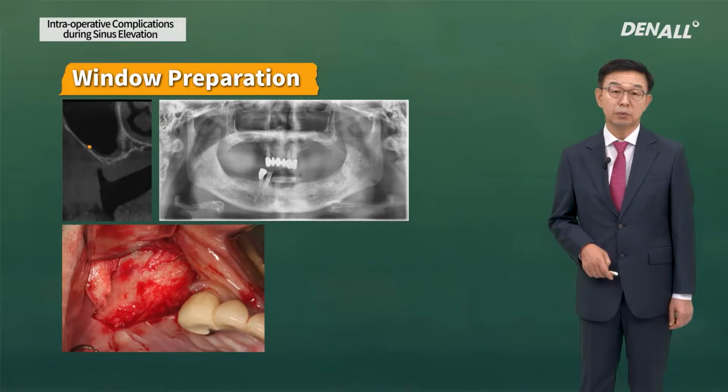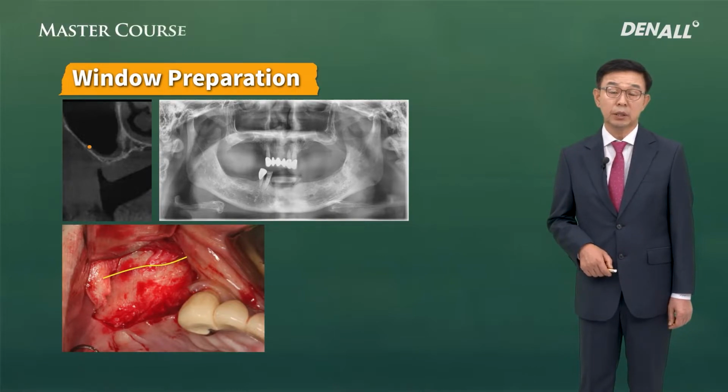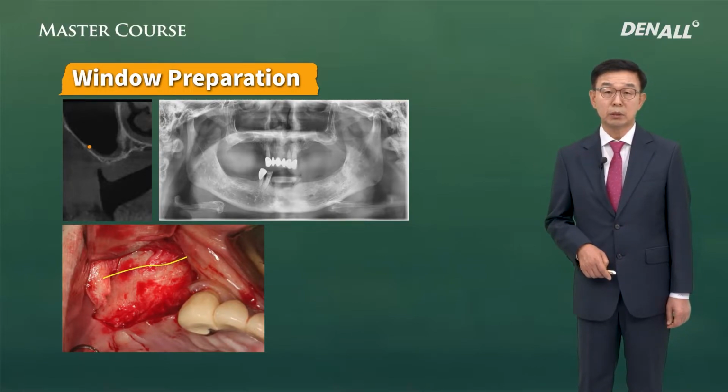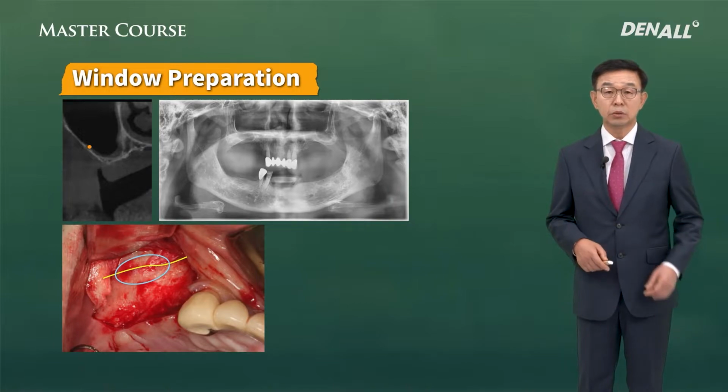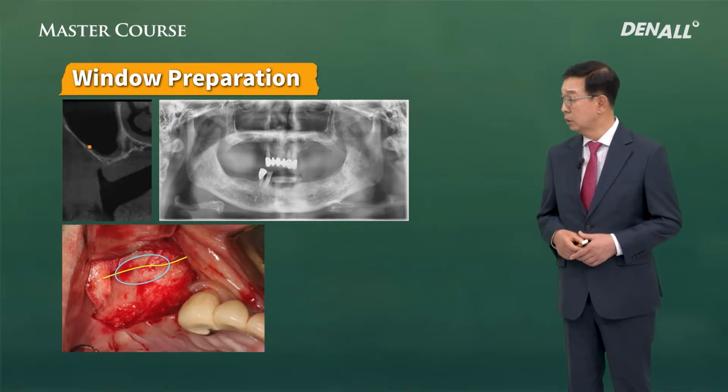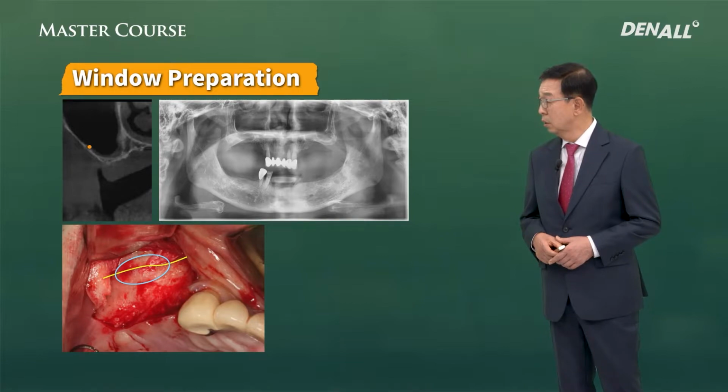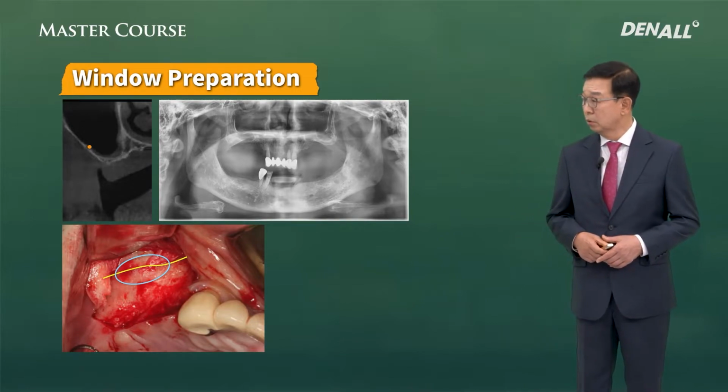During the window approach, you can see the vessel here. There's no choice but to cut through and do the window approach in this case. There's no other way to do it. You come across these cases quite frequently.